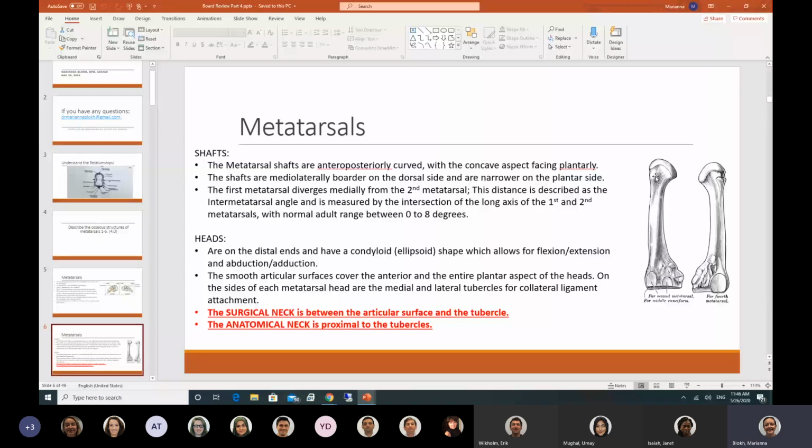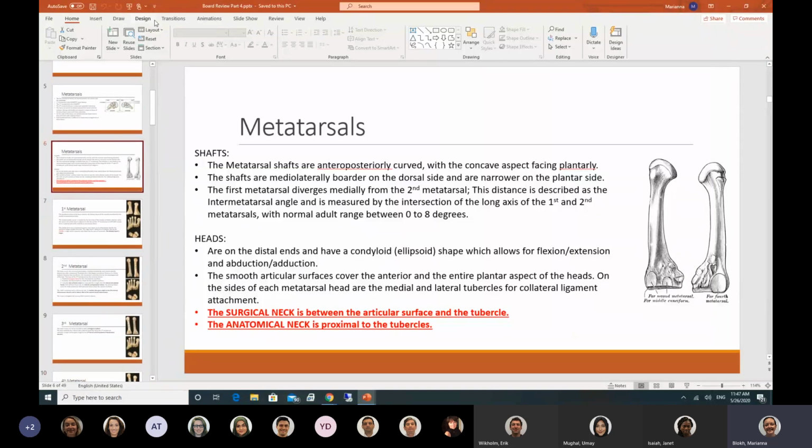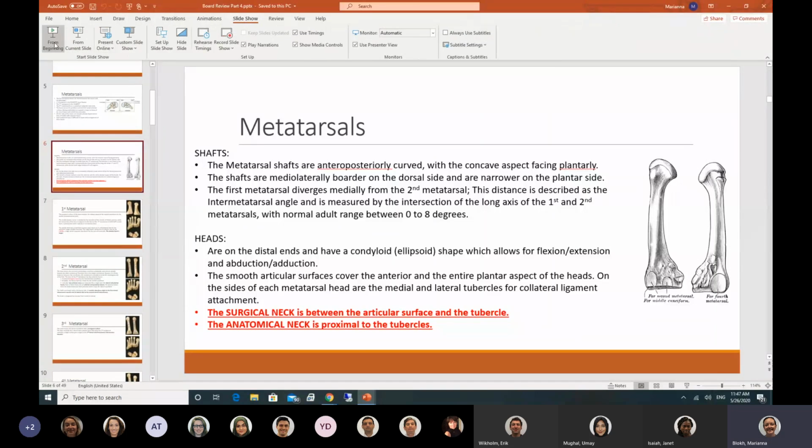You have collateral ligaments, just like you have collateral ligaments in the ankle, you have collateral ligaments in the metatarsophalangeal joint and interphalangeal joints, right? So these tuberosities are where you have collateral ligament attachment. So the surgical neck is an area between, so this is your articular surface, this is your tubercle, the surgical neck is in between, okay? The anatomical neck is just proximal to the tubercle. It's literally a board question. So understand, and they will ask which of the following is the correct definition.